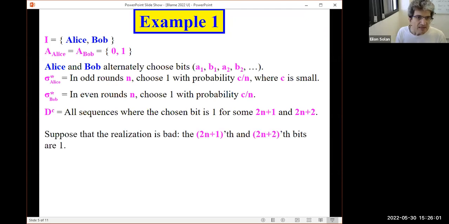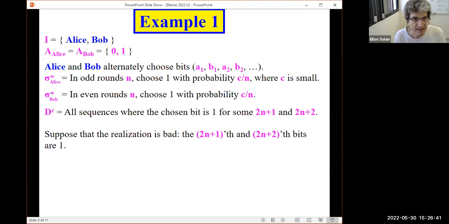Now, suppose that it happens that the realization is bad. So the bits in stages 2n plus 1 and 2n plus 2 are equal to 1. Who do we blame? So note that Bob sees Alice's bit. He knows when she chose 0 and 1. So easily he can frame her, right? He can simply choose 1 once after she chose 1. And he can wait 1 billion stages, choose 0 for 1 billion stages and then choose 1. And he frames her.